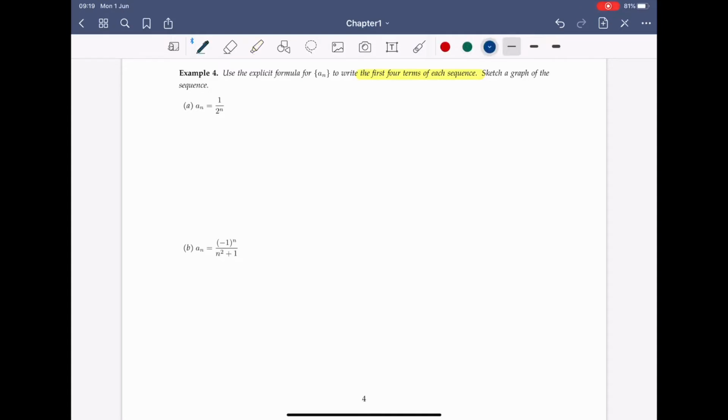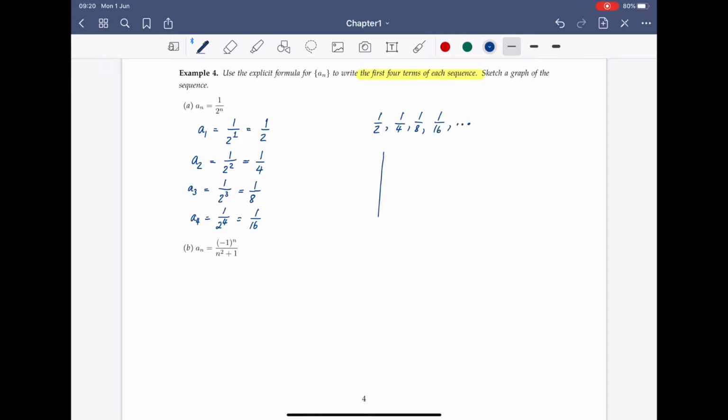So the first one, we have a_n equal to 1 over 2 to the n. So here I have a_1 equal to 1 over 2 to the 1, which is 1/2. And then I have a_2 equal to 1 over 2 squared, which is 1/4. a_3 equal to 1 over 2 cubed, which is 1/8. And then a_4 equal to 1 over 2 to the 4th power, which is 1/16, right? So this is the first 4 terms of the sequence. You can say this is 1/2, 1/4, 1/8, 1/16, and so on.